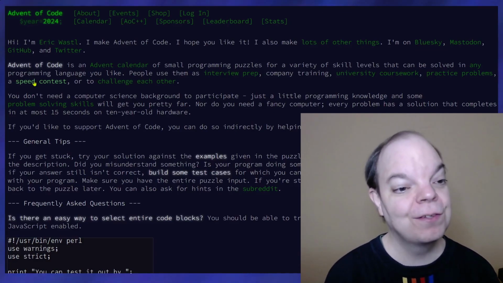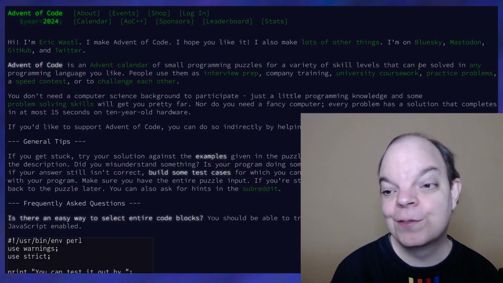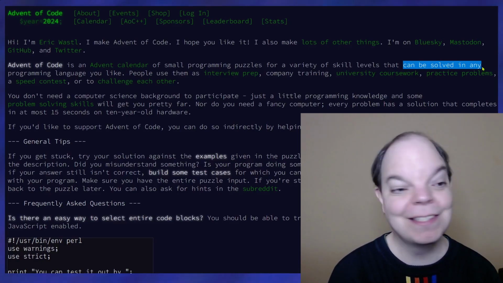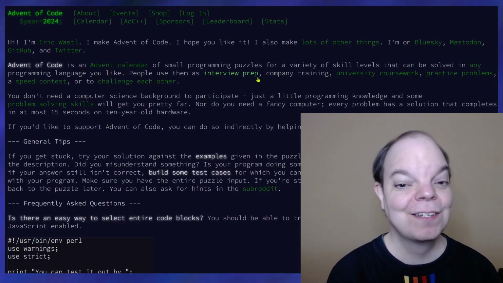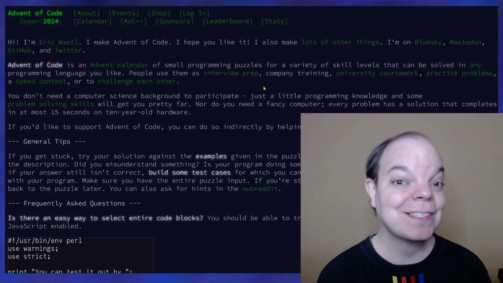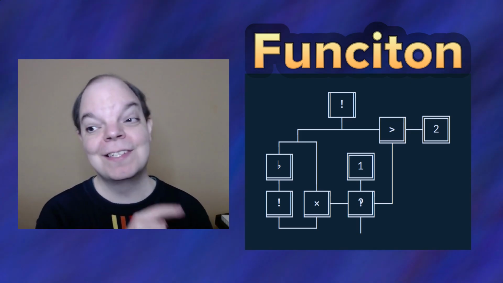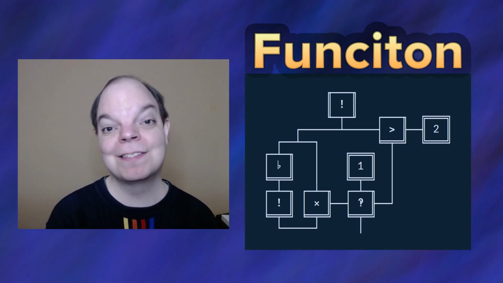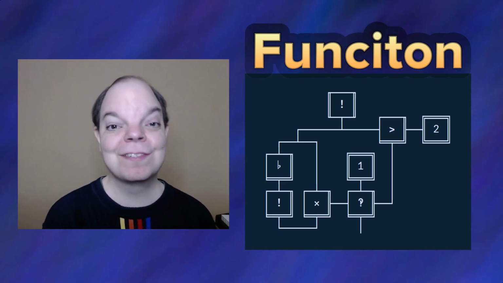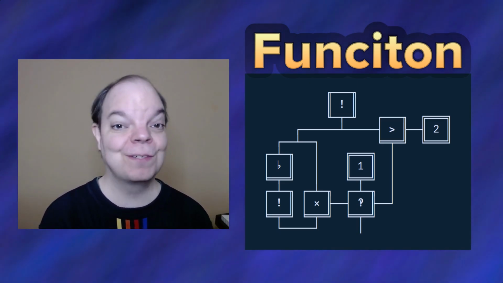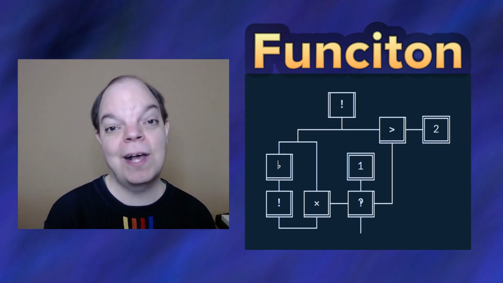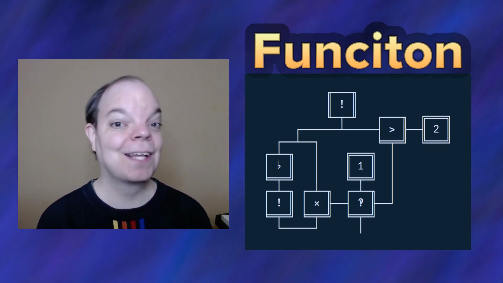So it's interesting that on the website here it says that Advent of Code can be solved in any programming language you like. So let's hold them to it, shall we? Funciton is an esoteric programming language that I invented. It consists of lines and boxes. The example shown here is the factorial function. And I'm going to try and solve Advent of Code problems in that language.